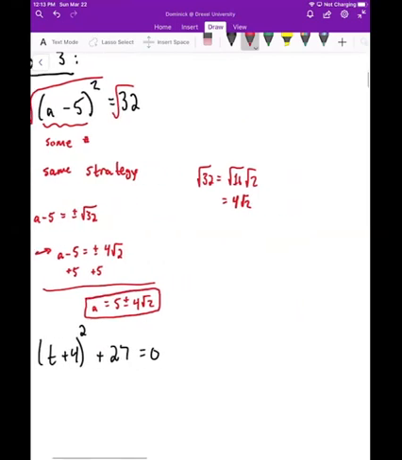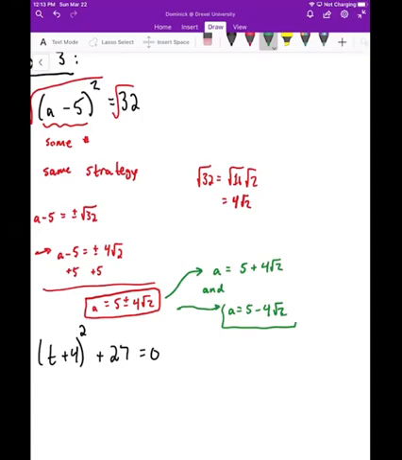And just to be clear here, when we say plus or minus something, we mean that we get two answers. We mean that one answer is 5 plus 4 times square root of 2, whatever number that comes out to be, and a is equal to 5 minus 4 square root of 2. So this is just sort of a quick way to write these two answers. Both of those will satisfy the original equation.